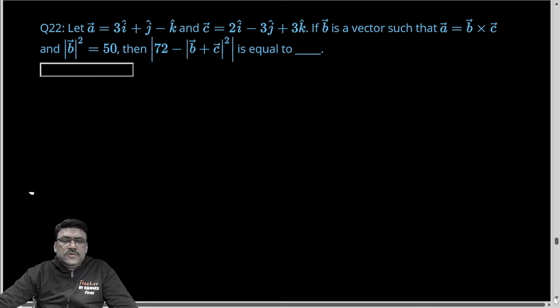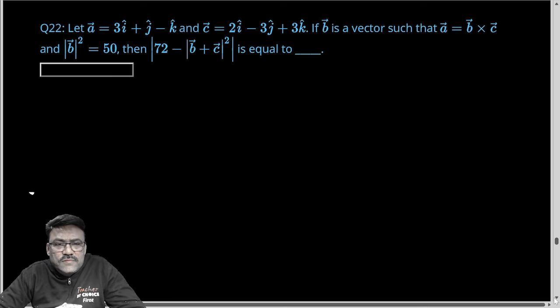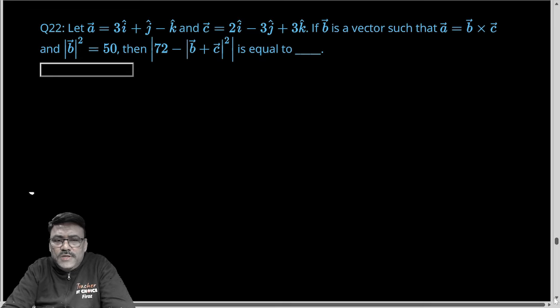Okay, let's see this question now. This is from vectors. Two vectors are given, A and C. B is another vector which is satisfying this equation, A is B cross C, and mod B square is 50. So then what will be the mod of 72 minus B plus C whole square?